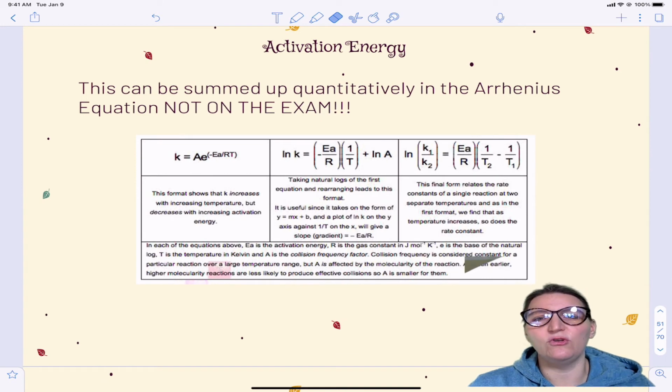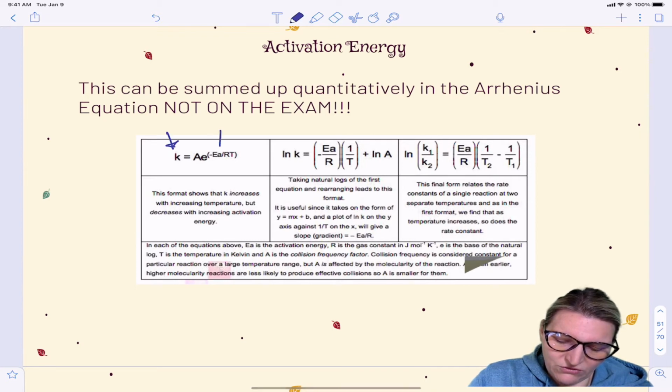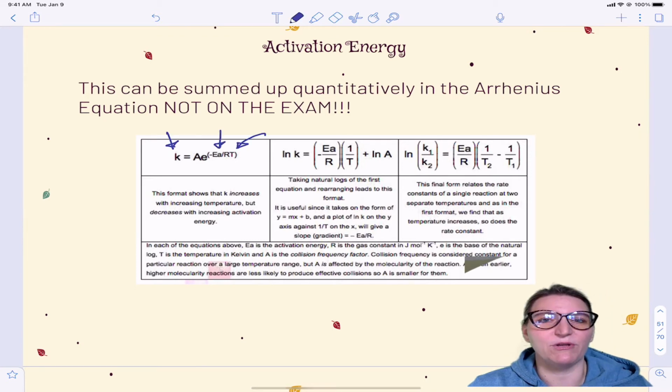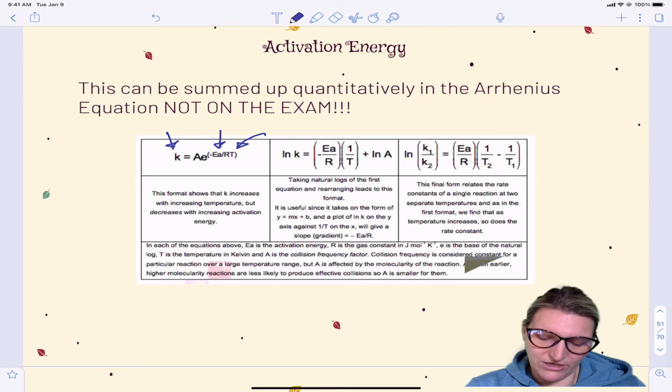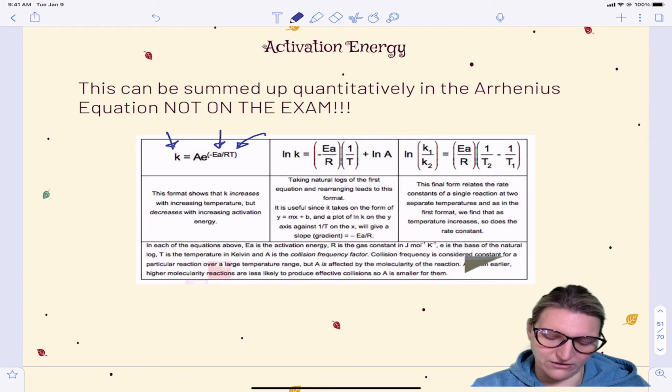There is a way to quantify this, relating k to activation energy and temperature. This is called the Arrhenius equation. It is not on the AP exam. They mention this in the essential knowledge just to understand that temperature increases the rate of a reaction mathematically through k, by changing the value of the k.